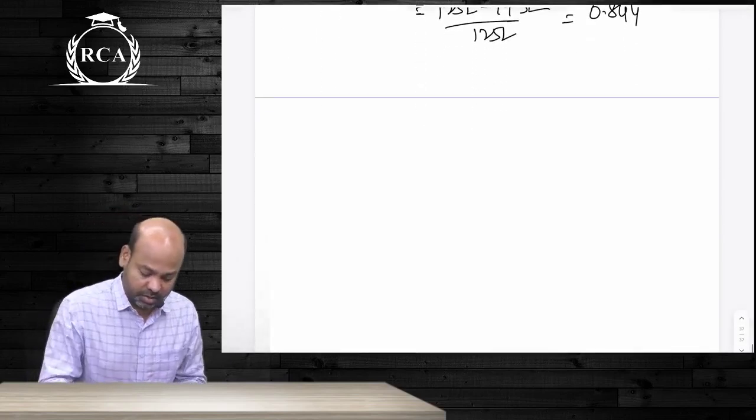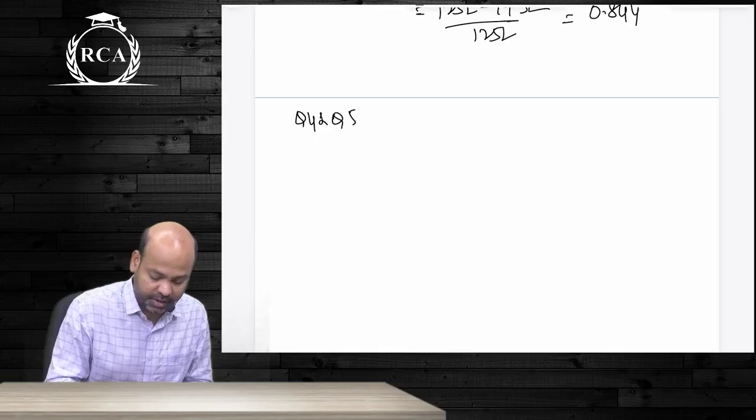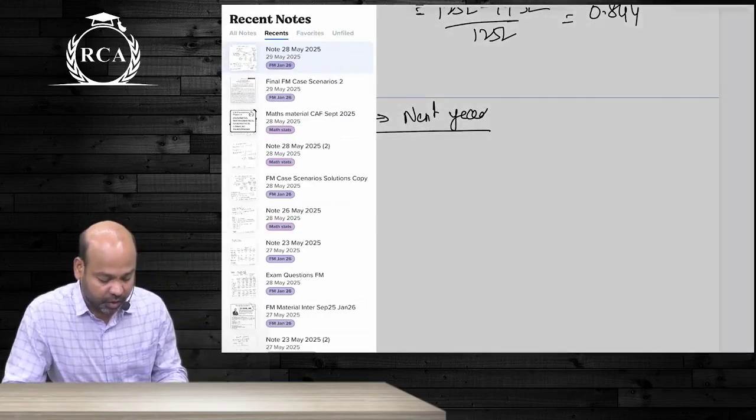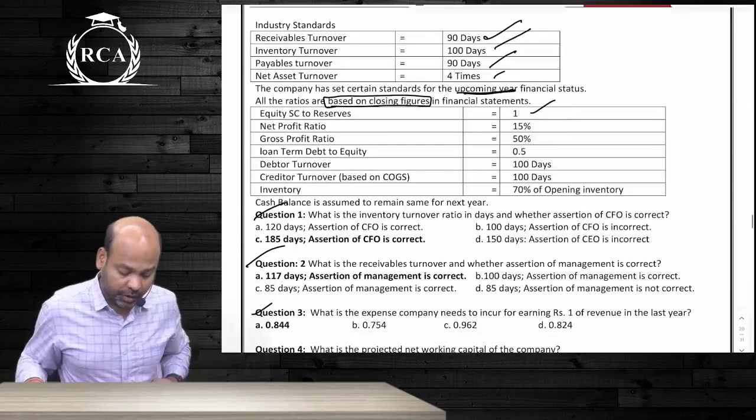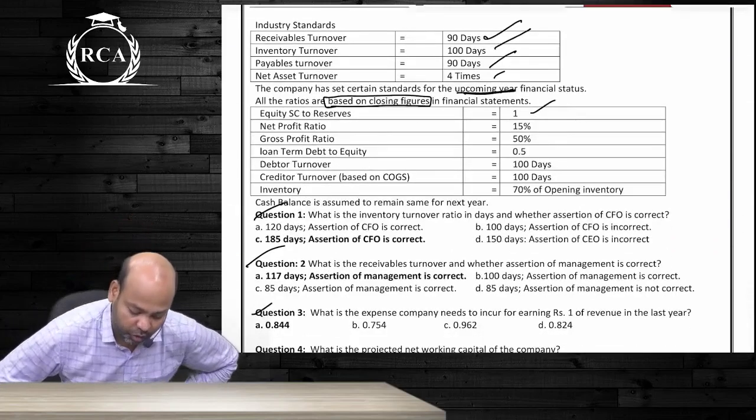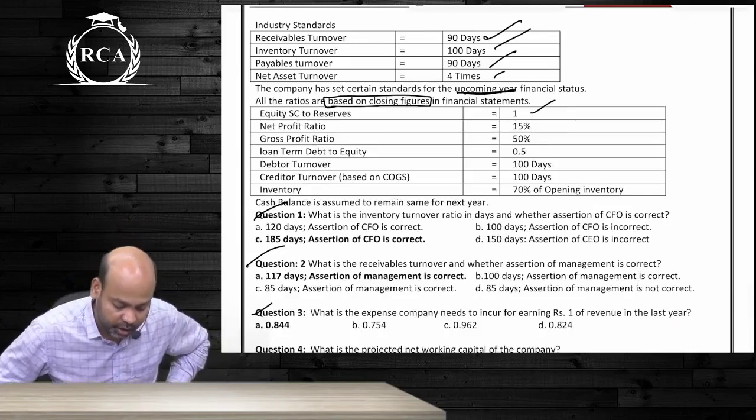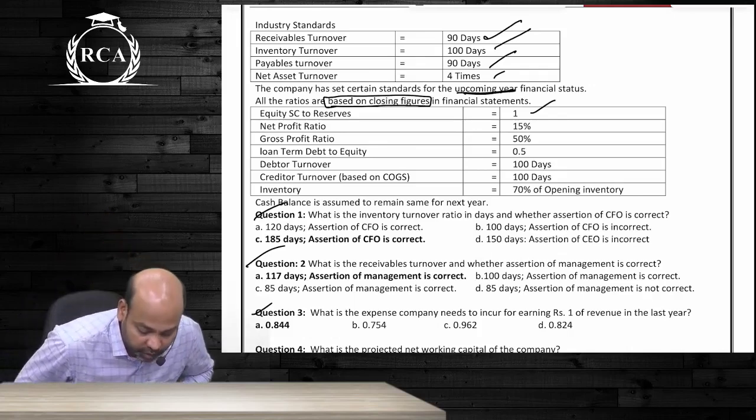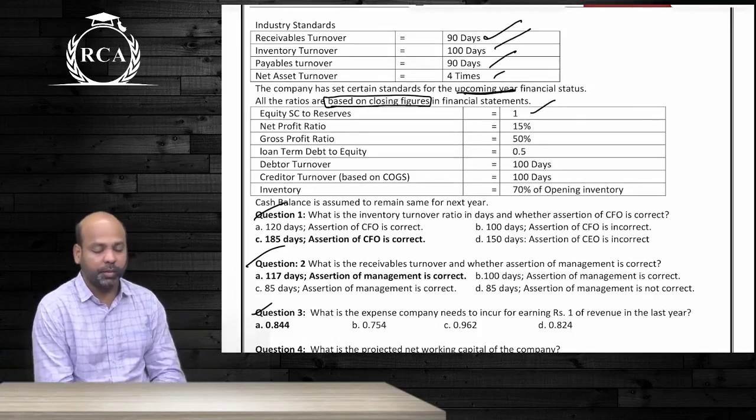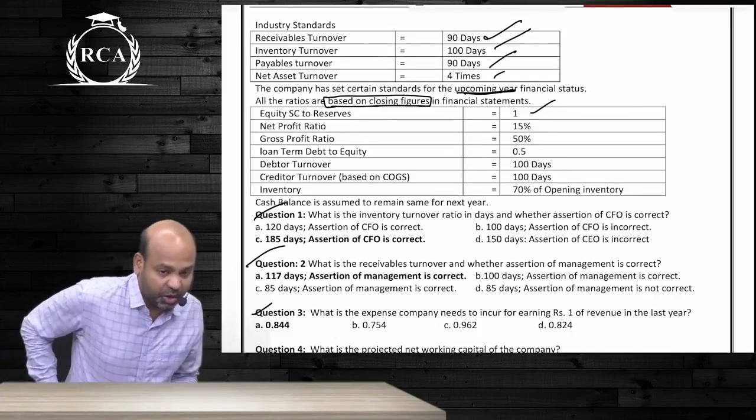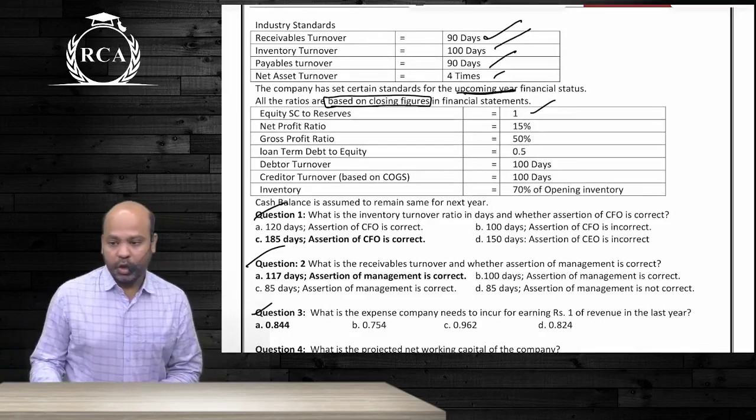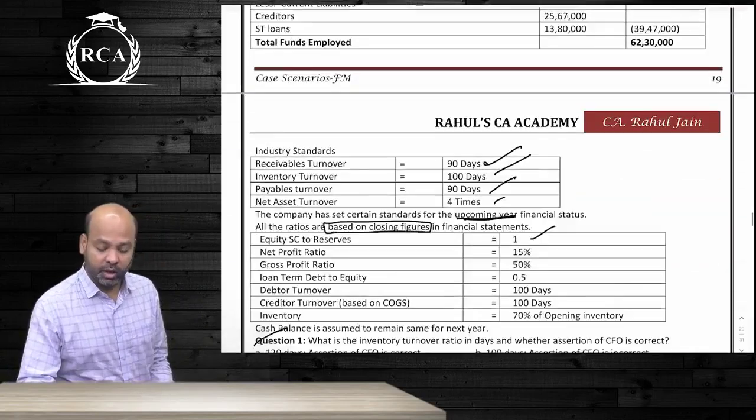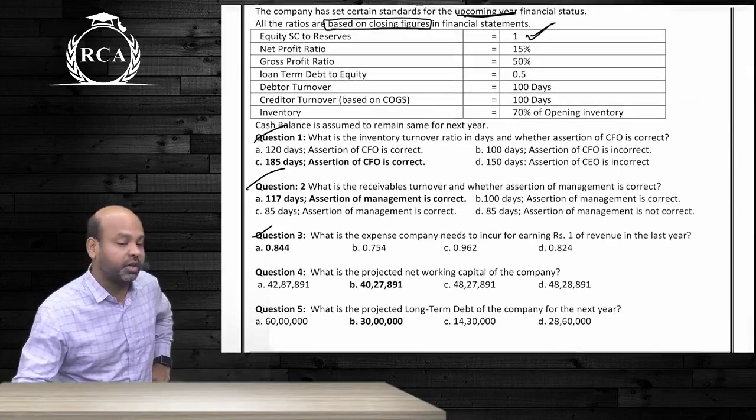The projected next two questions, question 4 and question 5, are in relation to next year. Not a single absolute figure is given for next year. Equity share capital to reserves, net profit ratio, gross profit ratio, long term debt to equity, and then debtors turnover, creditors turnover, inventory. What will you do? Increase in reserves and surplus will be the net profit for the year. That's the only way we get the answer. Your equity share capital will remain the same. What is your equity share capital for the last year? 30 lakhs.